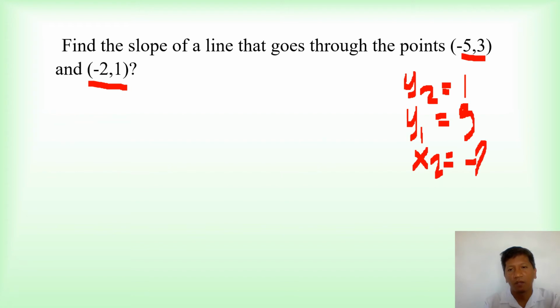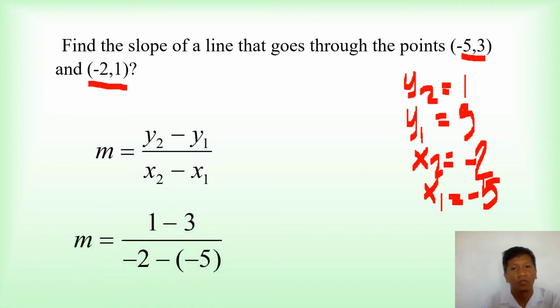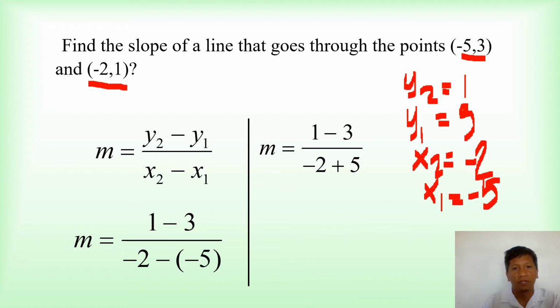Okay, correct. Again, -2. How about our x sub 1? Very good. So the x sub 1 is negative 5. Substitute or plug in these values of y sub 2, y sub 1, x sub 2, x sub 1 to our formula. We arrive to this one. Yan. So that is 1 minus 3 all over negative 2 minus negative 5. Yan. So that's 1 minus 3 all over negative 2 plus 5.